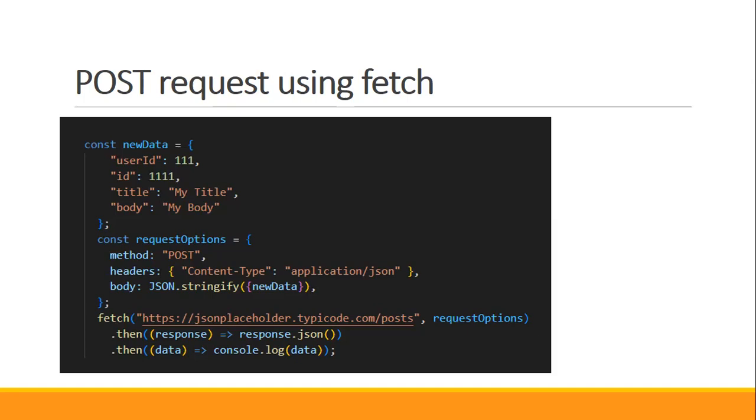Post means we already have data and we are sending that data to a particular API. So first of all, we'll see the example related to the fetch API. We created the data in the required format we want to share. So there is a new data object which we want to share to the API.